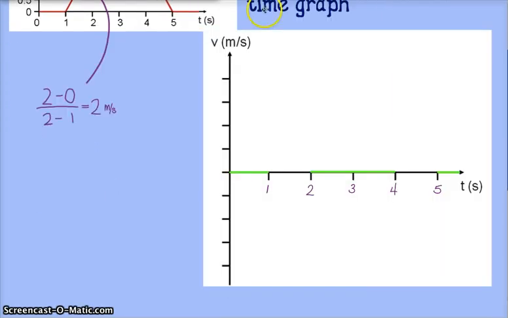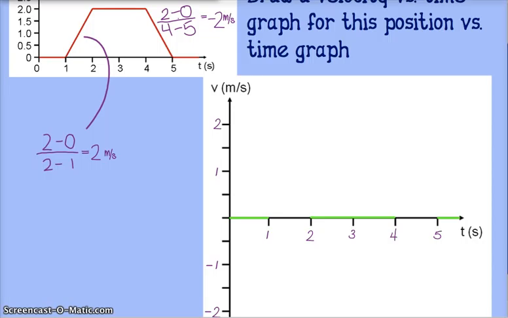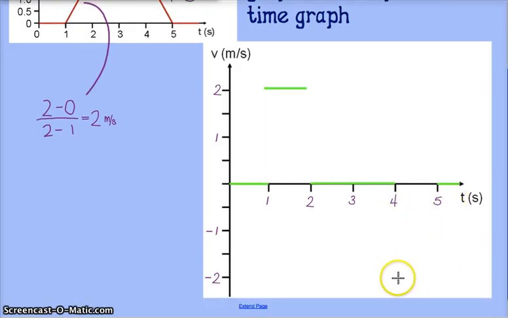And now that we know what the velocities are, we can add axes labels here. So go ahead and label your axes, and I will do the same. Now that my axes are labeled, I'm ready to finish the graph. So between 1 and 2 seconds, my velocity is 2. So I'll put a line there, and it's constant because the slope was constant. And between 4 and 5, my velocity was -2. So we'll put a line there as well.